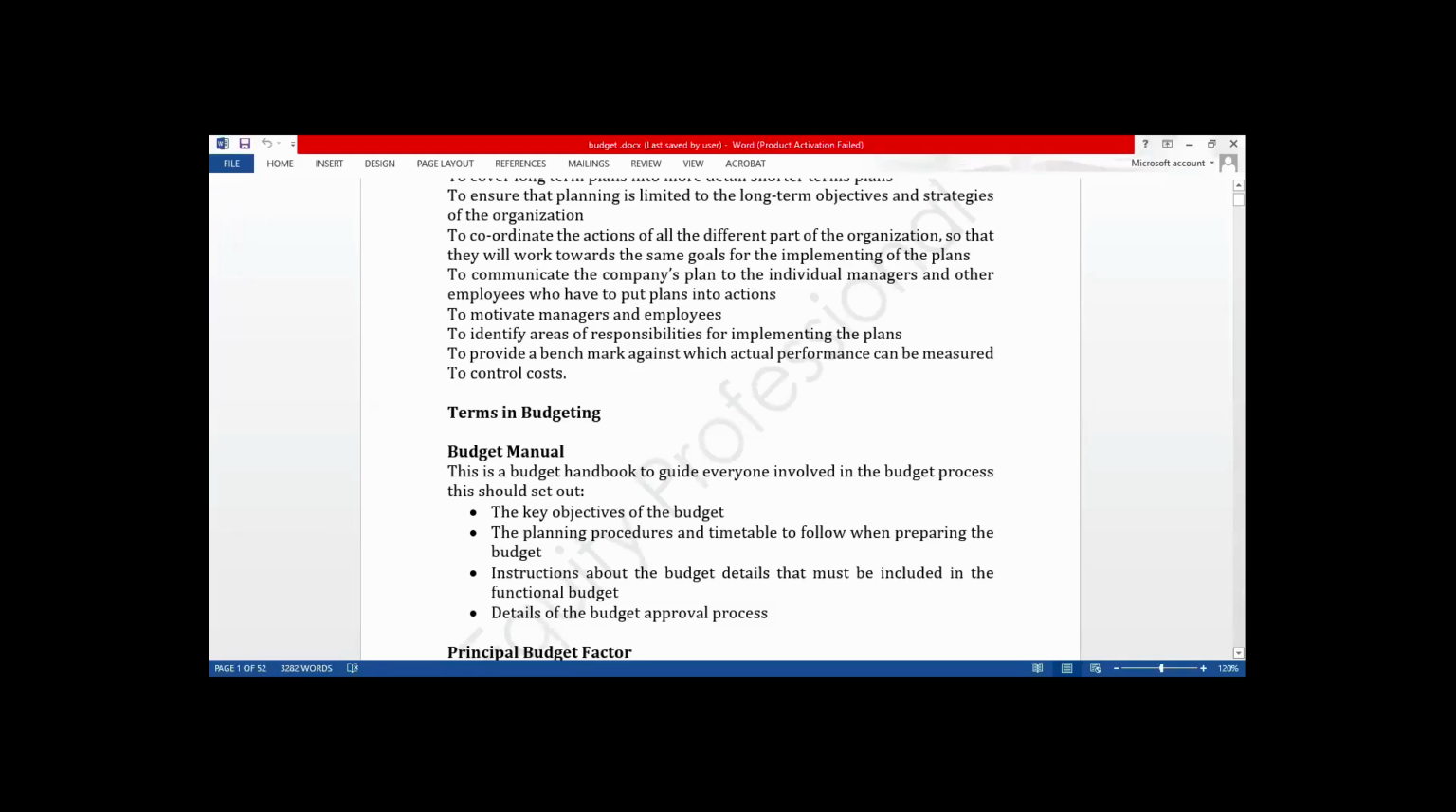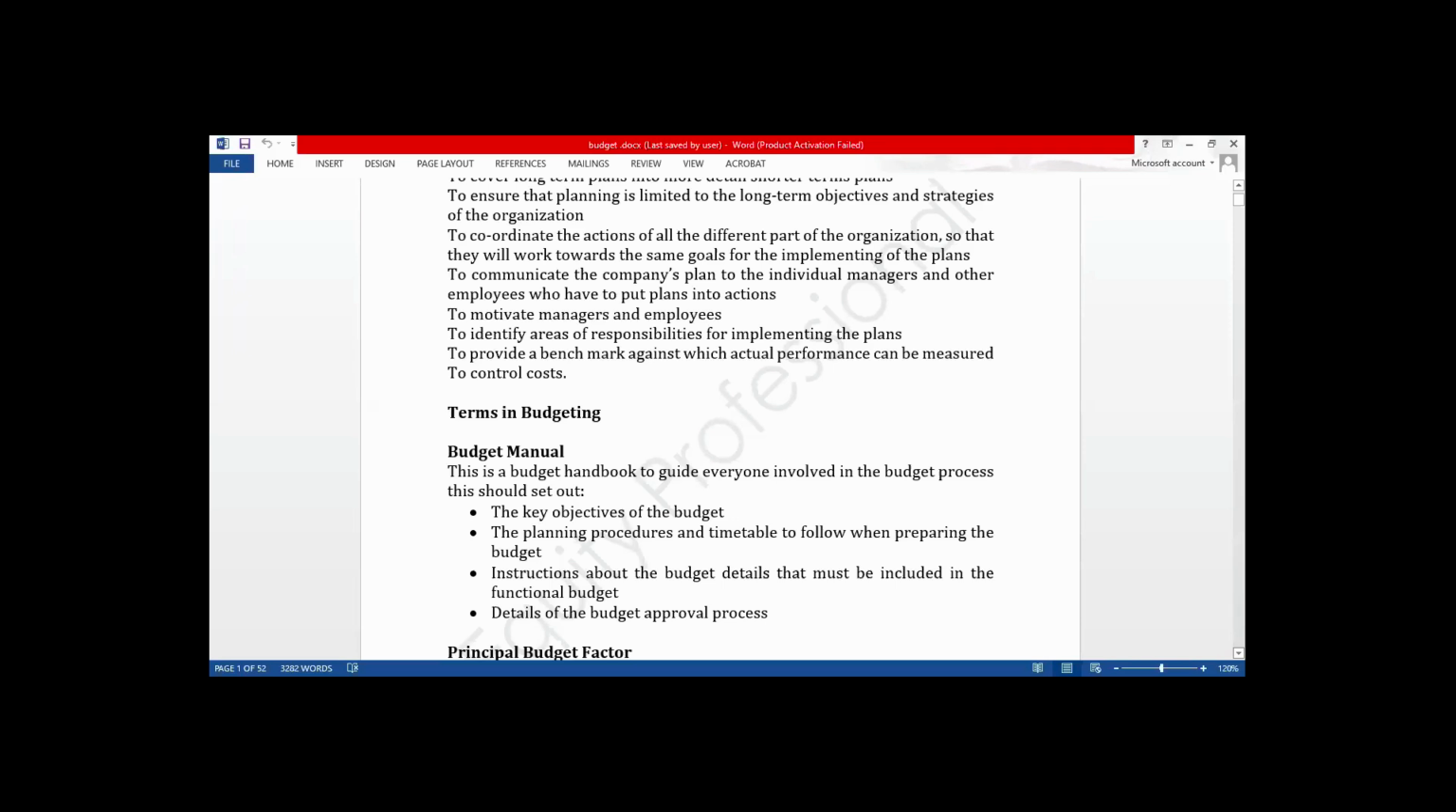Okay, I have to continue. We have functional budget. Under the functional budget, you have the sales budget, the production budget, and raw material purchase budget. We look at financial budget. Under the financial budget, you have the cash budget, the profits or loss budget, and you have the balance sheet budget.